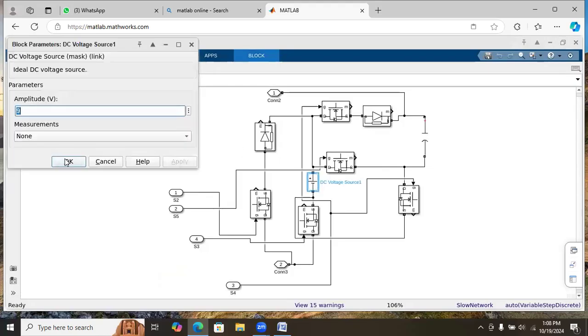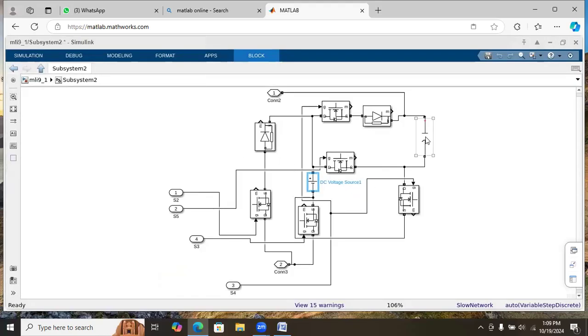So when these capacitors are charging, this switch and this switch will be on. So the capacitor will be connected in parallel with the source. And when the capacitors are discharging, this switch will be on. So the source will be connected in series with the capacitor. So when the capacitor discharges, the voltage gets added here.